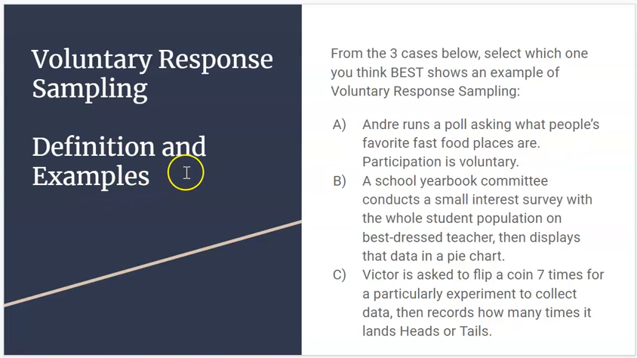All right, so here we got another 3 cases. Let's take a look at which one best shows an example of voluntary response sampling. Now, based on your interpretation, of course, all 3 could be voluntary response sampling. But I want you to choose the one that fits best. Give you a couple of seconds to do that.